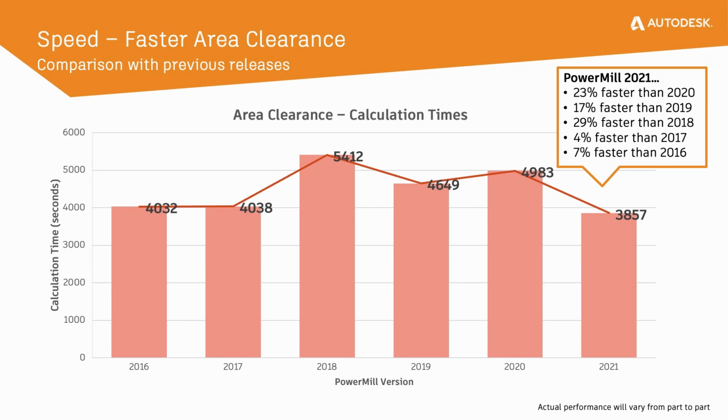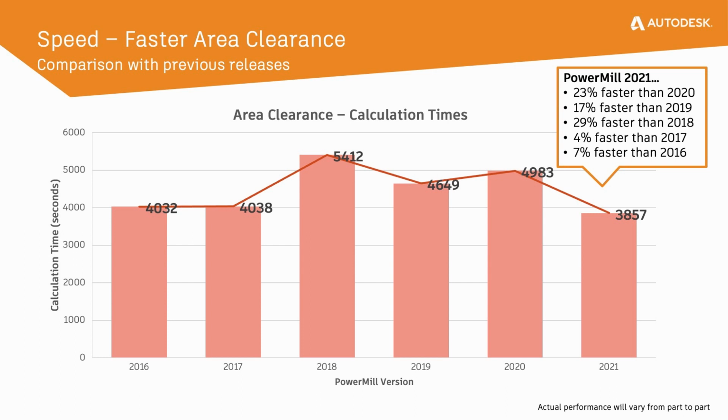It's 29% faster than PowerMill 2018. It's also 4 and 7% faster than PowerMill 2017 and 2016. Now, you might be asking, why have I gone back so far? Why are we even considering PowerMill 2016? That's 5-6 years ago. Well, the reason is simple.